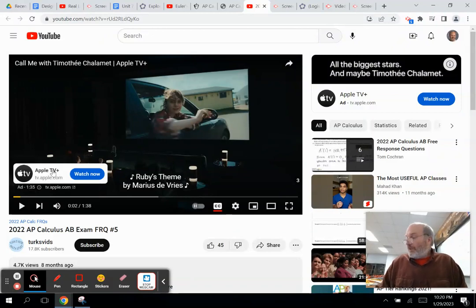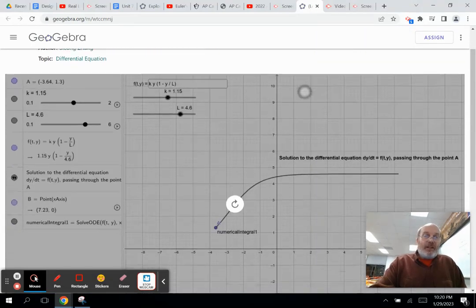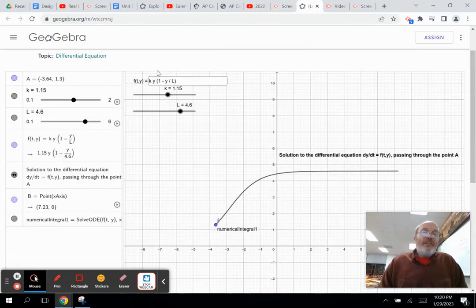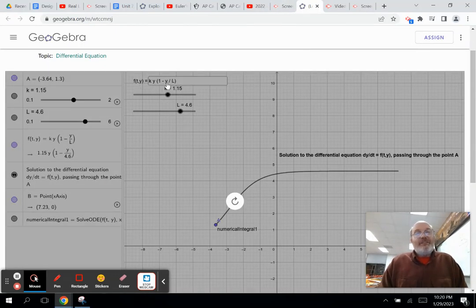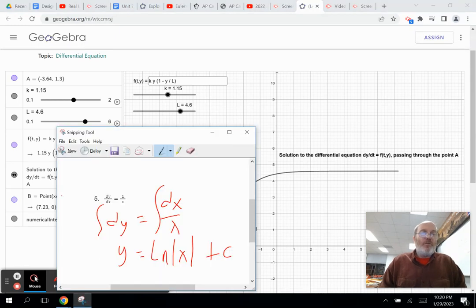All right, we got one more thing to look at here, and that is a logistic differential equation solver. This one is another GeoGebra applet, and we have a logistic differential equation. It's in a little bit different form than what the College Board CED uses. I'm going to show you that it's an equivalent form real quick.